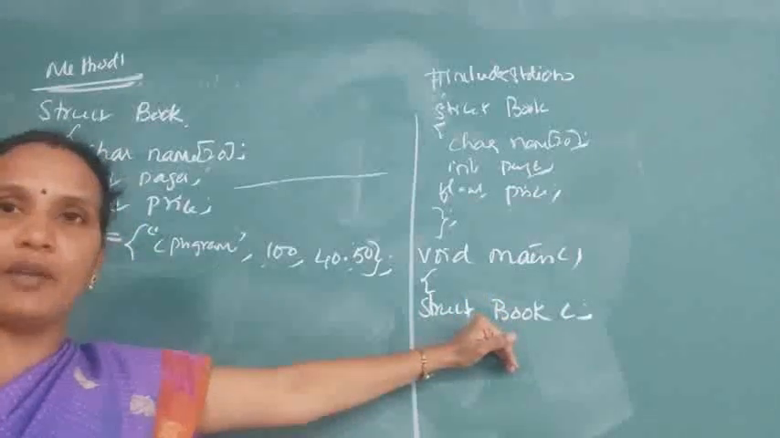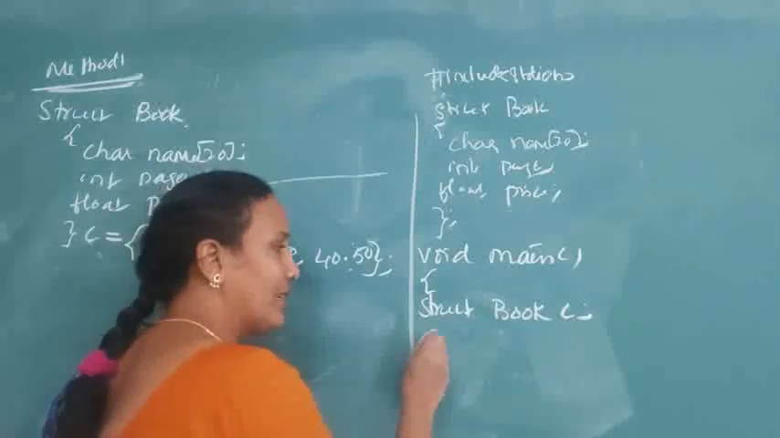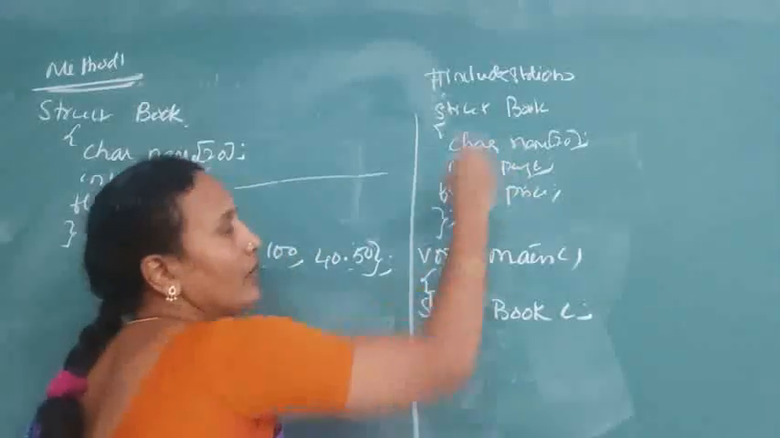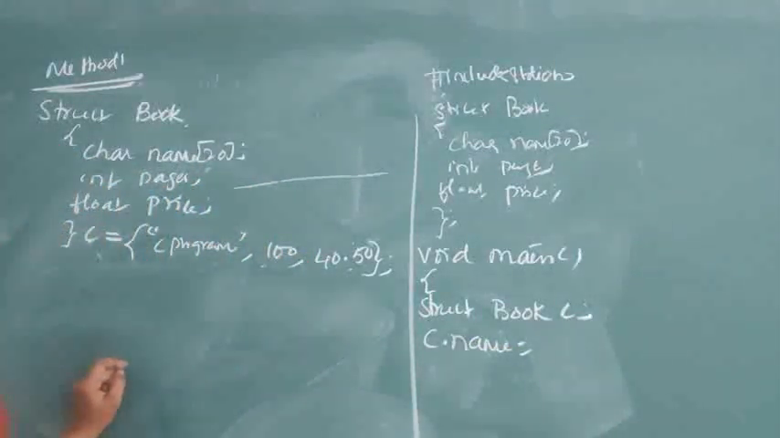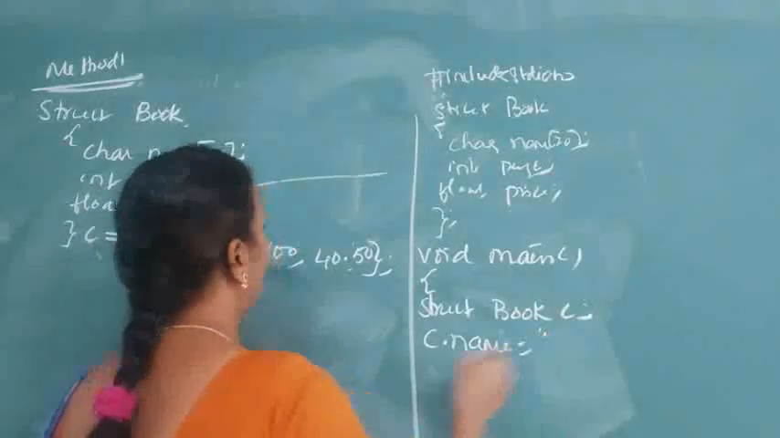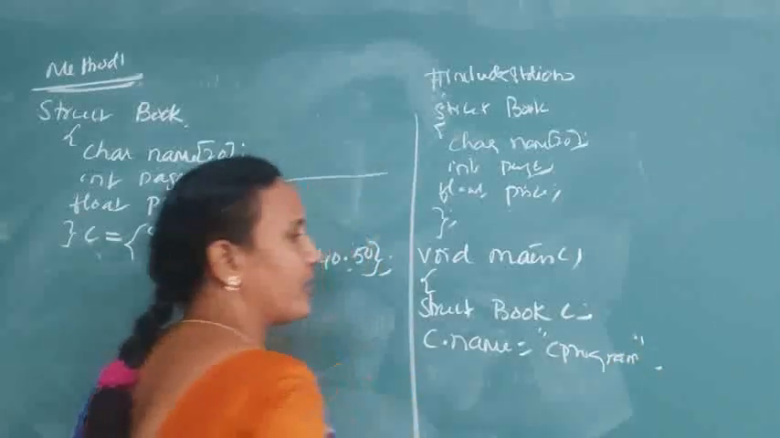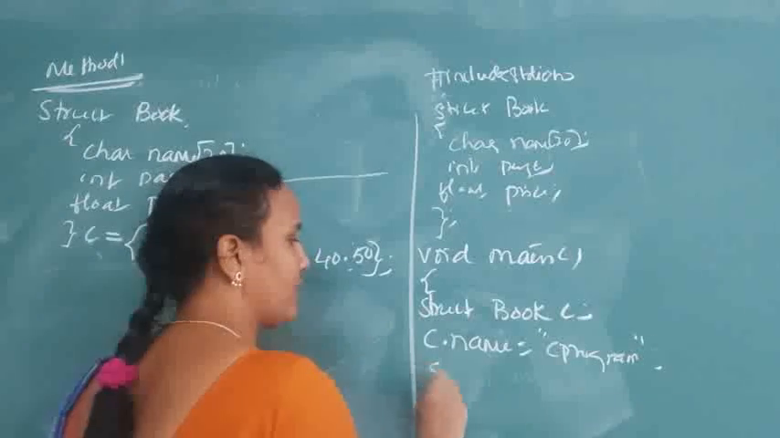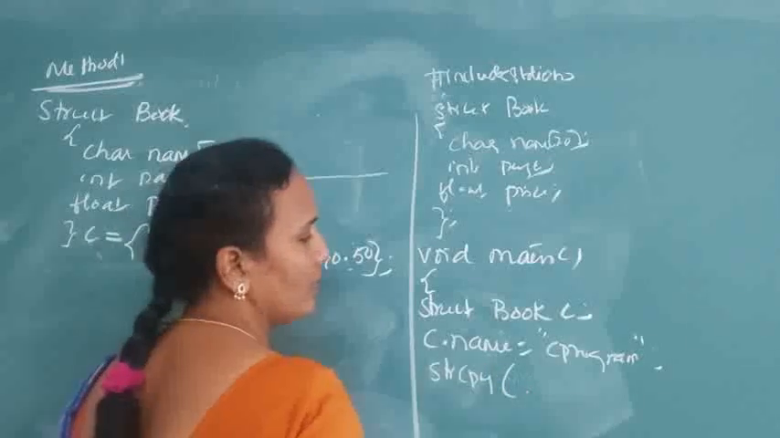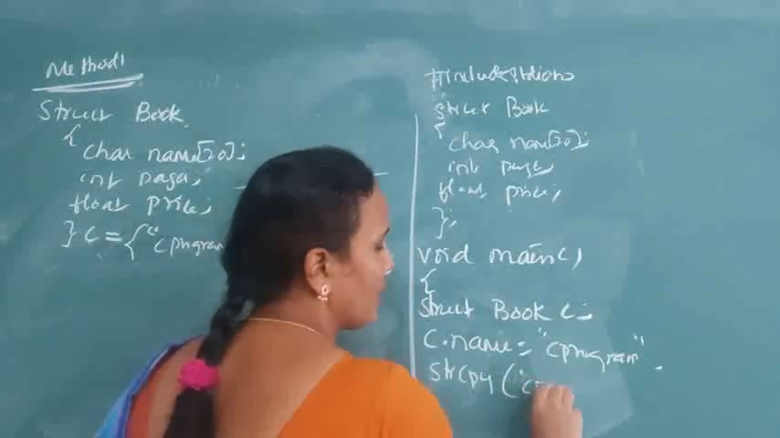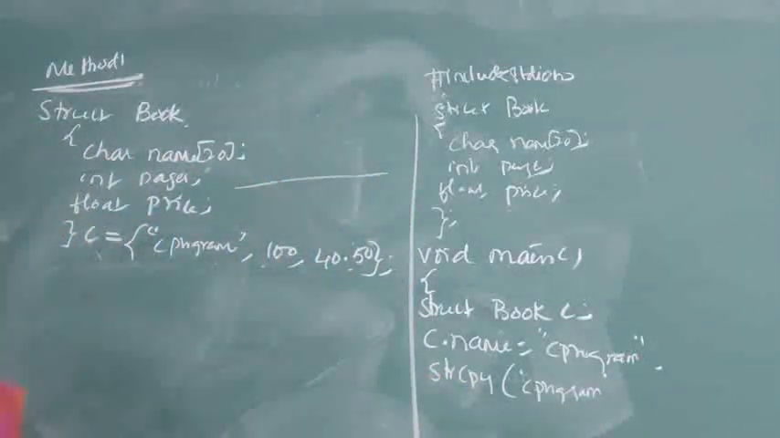Inside the main function I am initializing this. Now c is a variable of which structure? Book. Now c.name, c.name, okay. For example here, "C program". So it is a string. Directly we cannot initialize like this. We will copy this, string copy. strcpy, "C program" into.